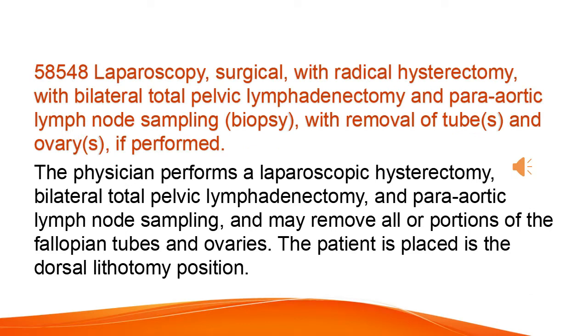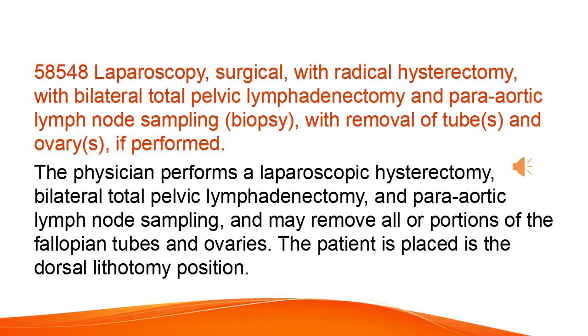Laparoscopy, surgical, with radical hysterectomy, with bilateral total pelvic lymphadenectomy and para-aortic lymph node sampling, biopsy, with removal of tube(s), and ovary(s), if performed. The physician performs a laparoscopic hysterectomy, bilateral total pelvic lymphadenectomy, and para-aortic lymph node sampling, and may remove all or portions of the fallopian tubes and ovaries.